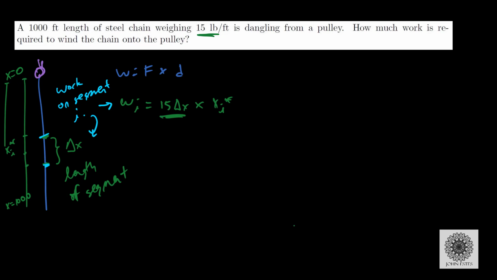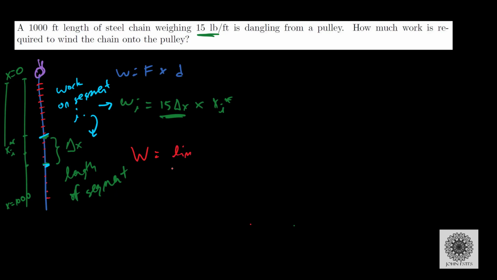So now if I want to calculate work, capital W, well, that's going to be the sum of all my wi's. And it's a smart idea if I just get smaller and smaller segments each time, I'll get a more accurate measurement. So how do I do that?